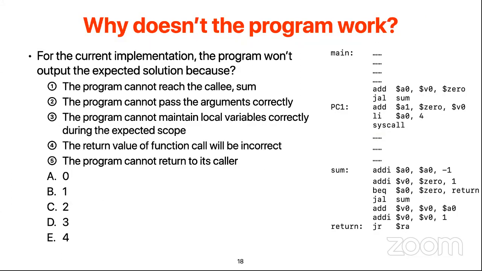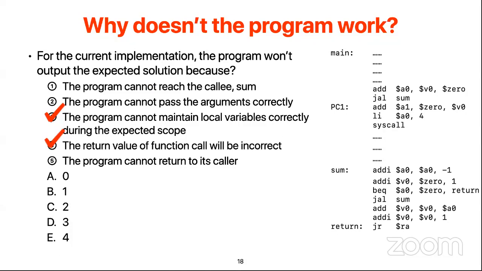So here's the thing. If you review this, first of all, the program can reach the callee, that's true, and cannot pass argument correctly. Well, we have the A0, so we can pass the argument correctly. And the program cannot maintain local variables correctly during the expected scope. That is true. Originally we have an n in a caller function. However, because you reuse A0, when we get back, this n is overwritten, and that's why your return value is not correct. It's because we cannot maintain the local variables correctly, right? So the third one is true.